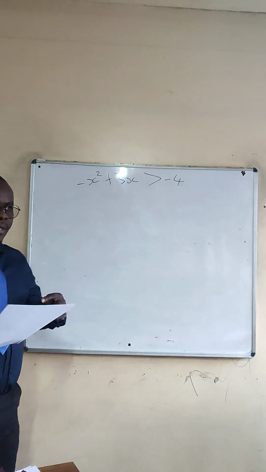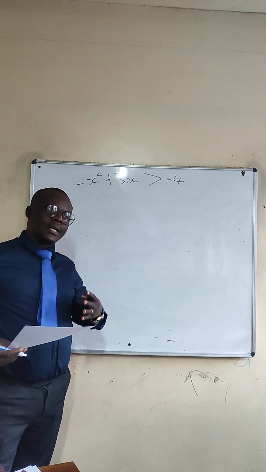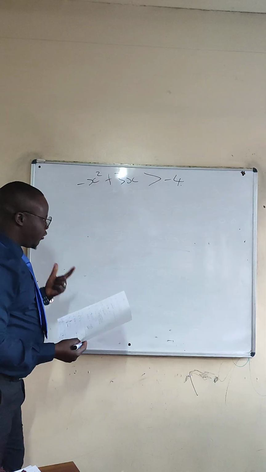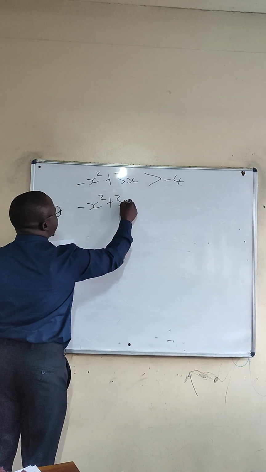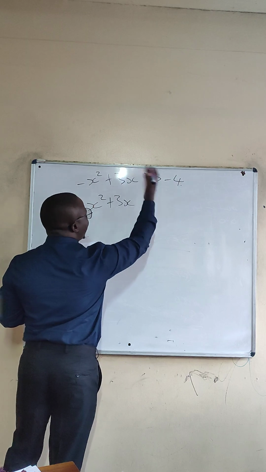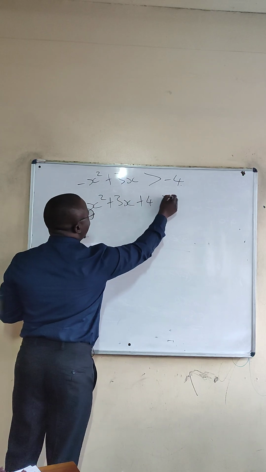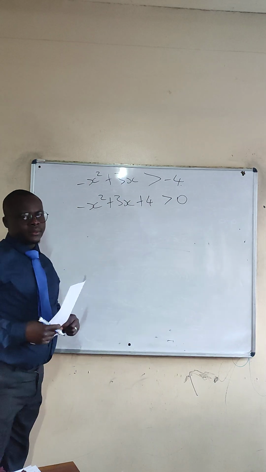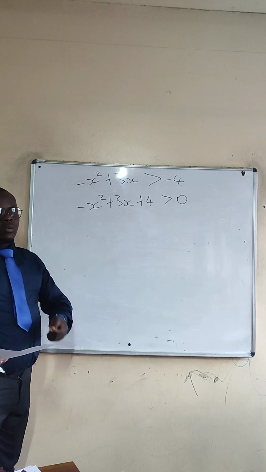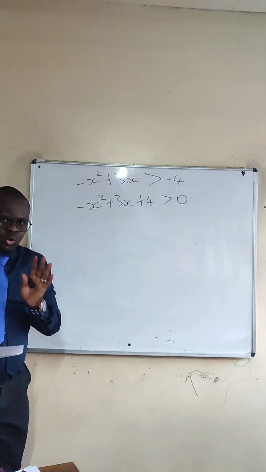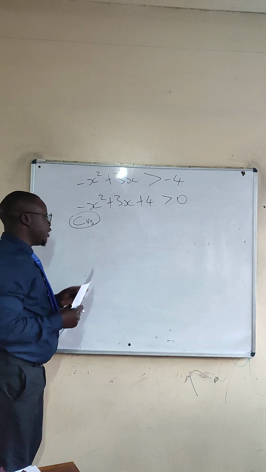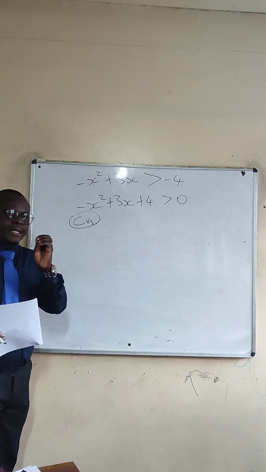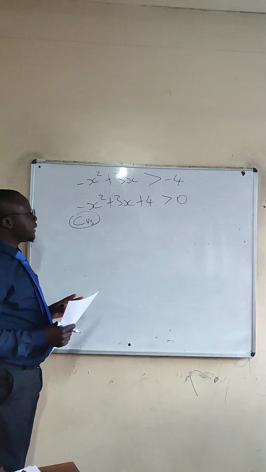So how are you expected to answer a quadratic inequality? The first thing to do is take minus x squared plus 3x, and bring that 4 over here, which is going to be plus 4 bigger than 0. After we have this, what's the next thing to do? The next thing to do is to get what we term in shortcut the CVs. We call them the critical values. How do we get critical values?